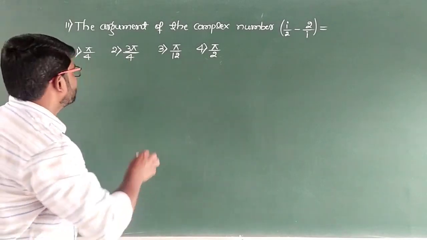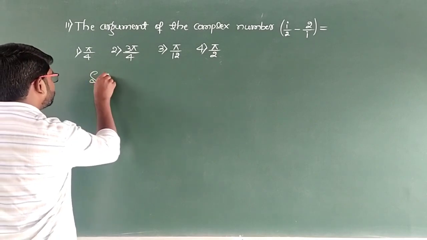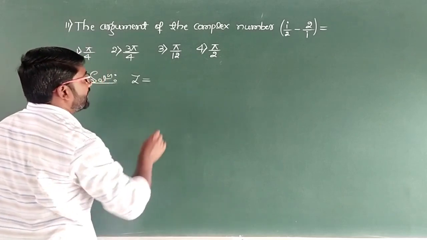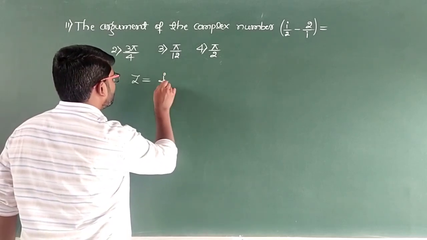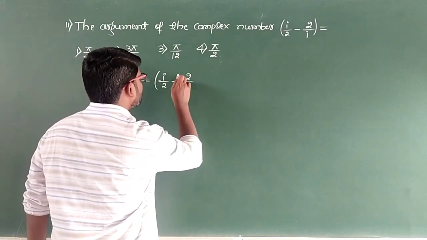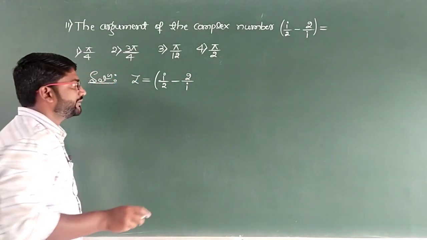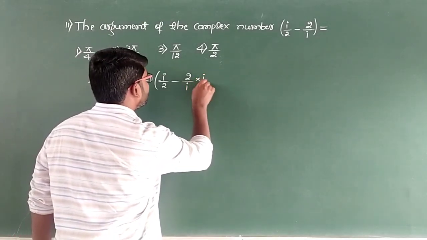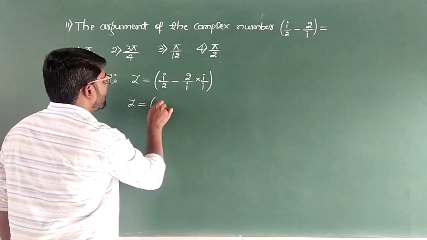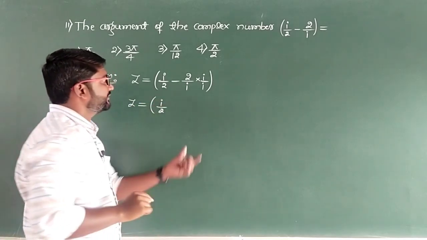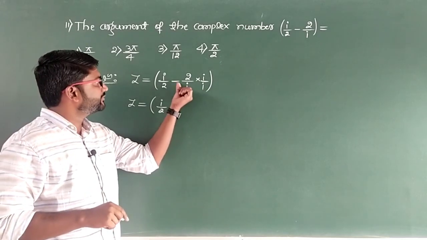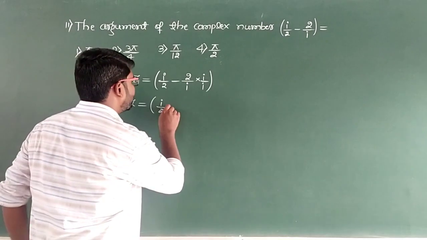So let us write the given complex number z, which is equal to i by 2 minus 2 by i. So we should not have an i term in the denominator. So what I will do is multiply and divide by i now, then simplify this further. This is equal to i by 2, then here i into i will be i square. What is the value of i square? It is minus 1. So minus by minus becomes plus. Overall we get 2i.